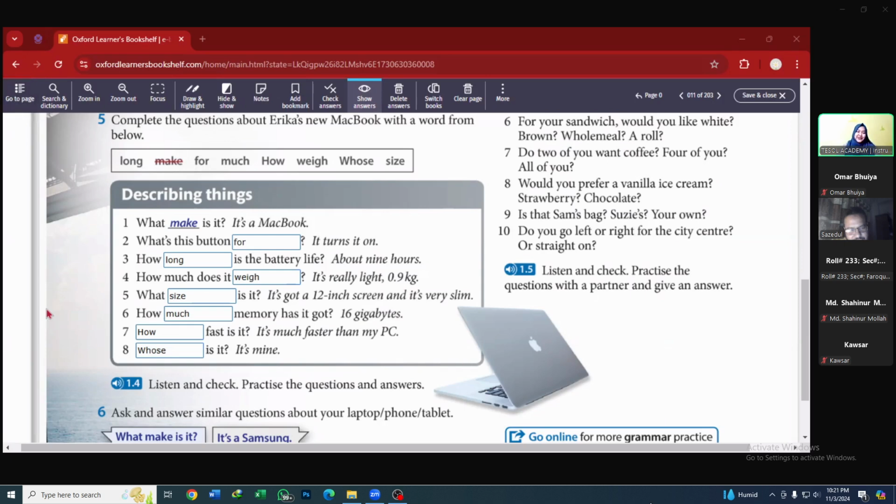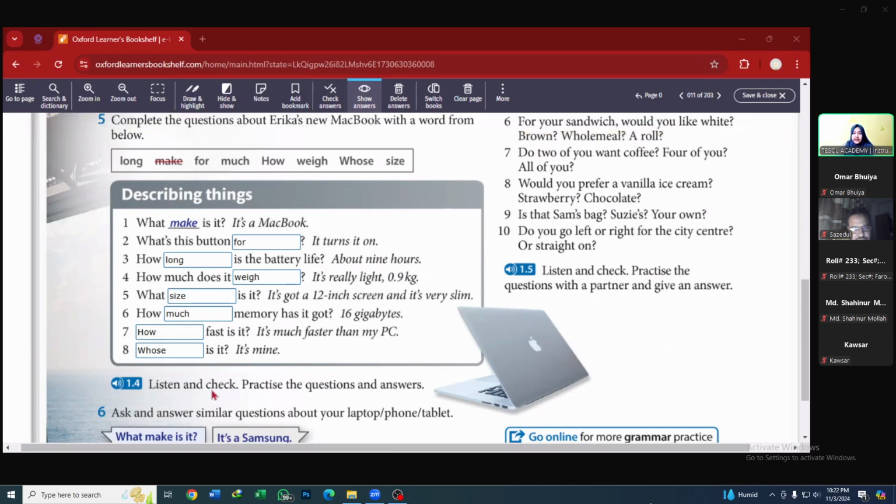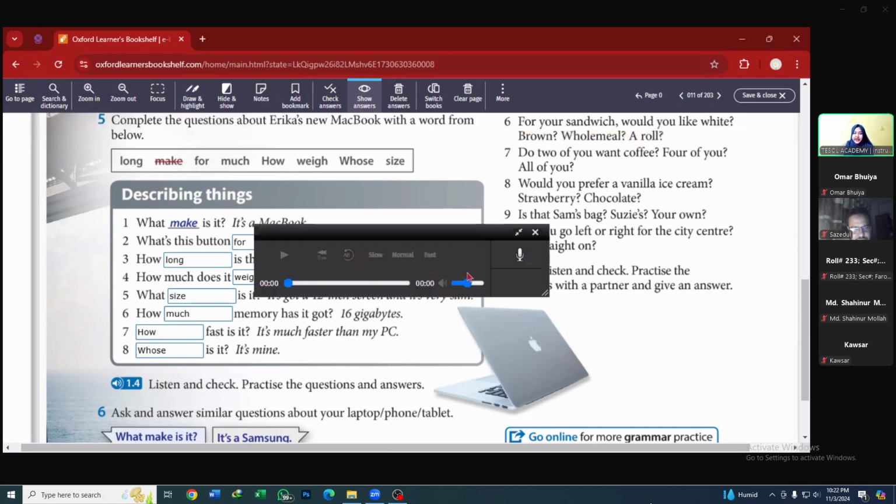Mr. Sajidul and Mr. Farooq. Now that we just completed our activity and filled in the blanks of these questions, we can hear the actual conversation that Erica had with her interviewer. Let's listen to their conversation so that we can improve our listening skills, and also listen to the pronunciations of certain words which might be pronounced wrongly by us. Okay, so let's listen very carefully.